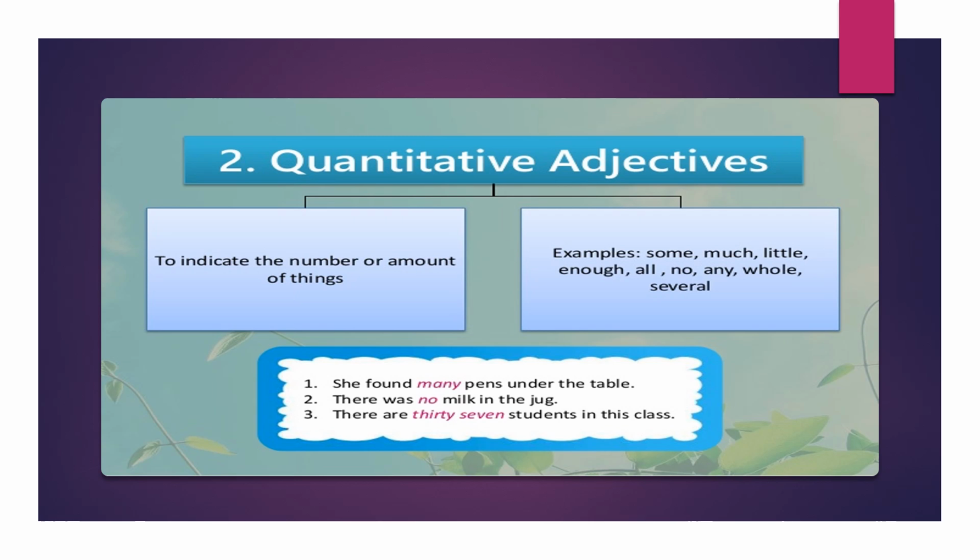Again, there are 37 students in this class. 37 is a number, countable entity. Students is a countable entity. So how many students are there? There are 37 students in the class. So that is how we'll describe quantitative adjectives, which will tell you about the number or amount of things or people.